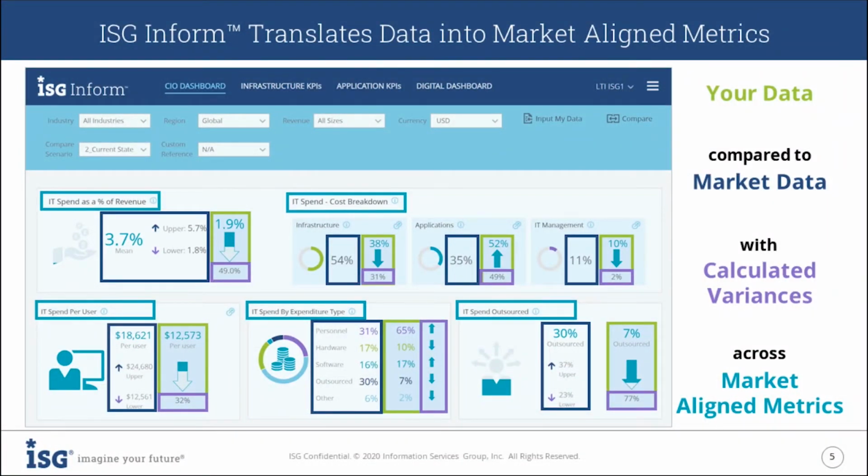market-aligned metrics and KPIs. You can see your data after you hit Save and Display compared to industry and market data, which is on the left, and calculated variances either above or below the market, all across the industry-aligned metrics that we have in ISG Inform.